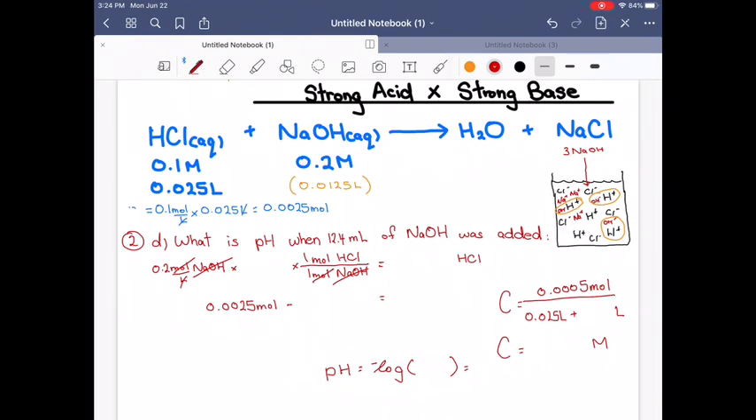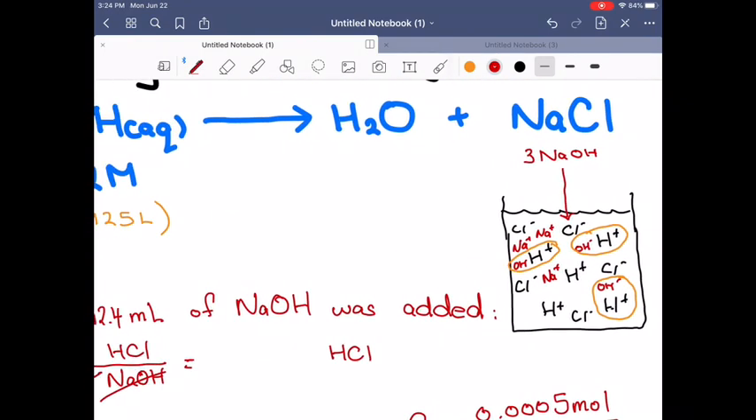Let's take a look at how this works here. Let's go back to my lovely diagram. So I'm going to add 4 of these now, 4 NaOH. That means I'm going to have Na and another OH. Oh, I make another water.